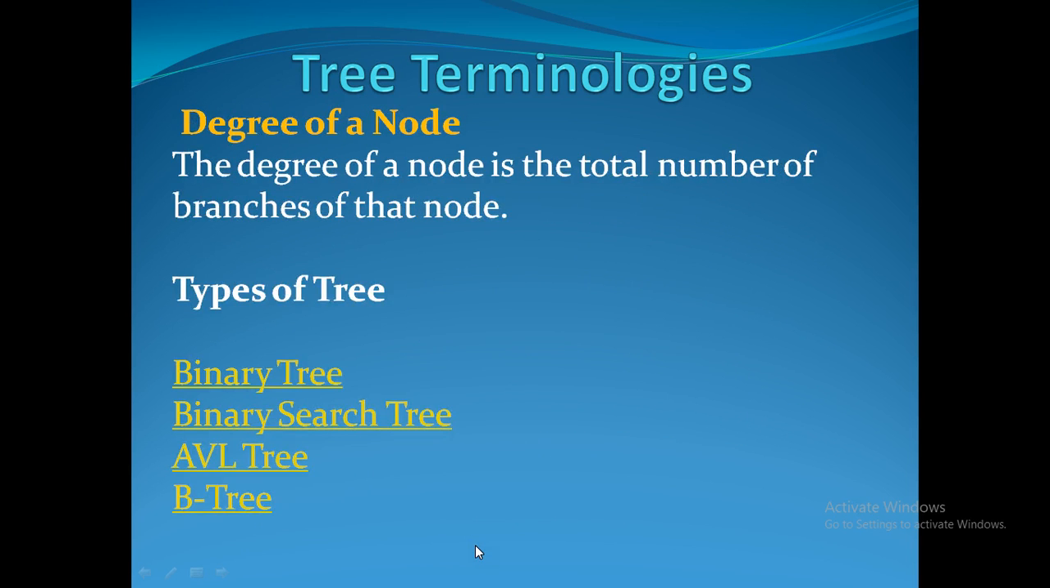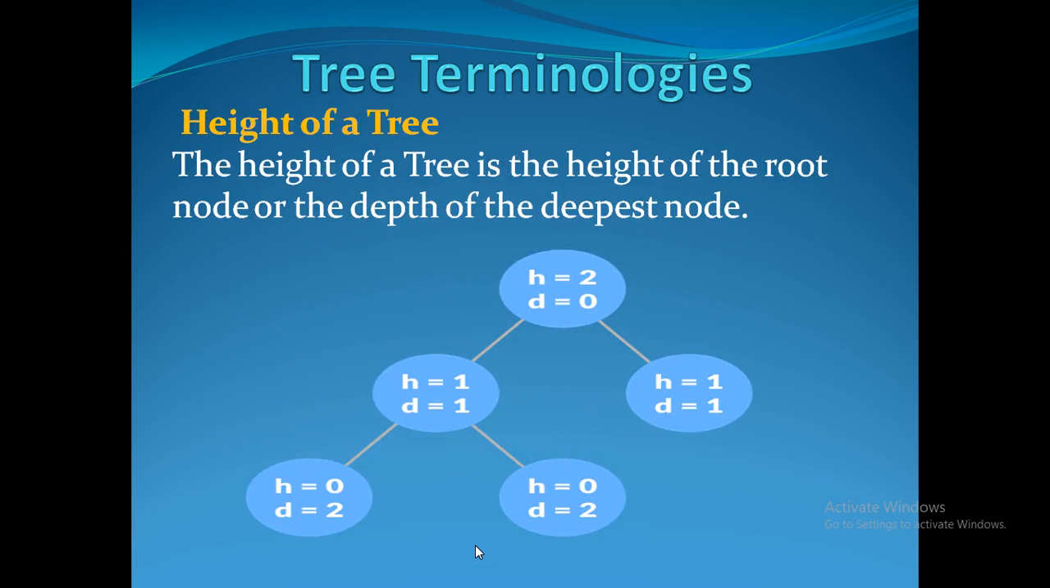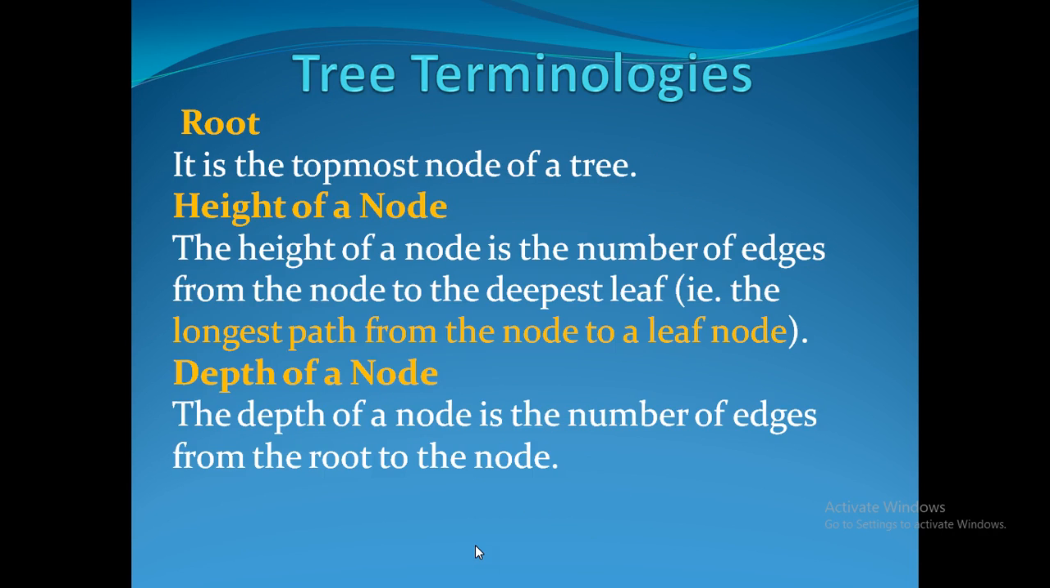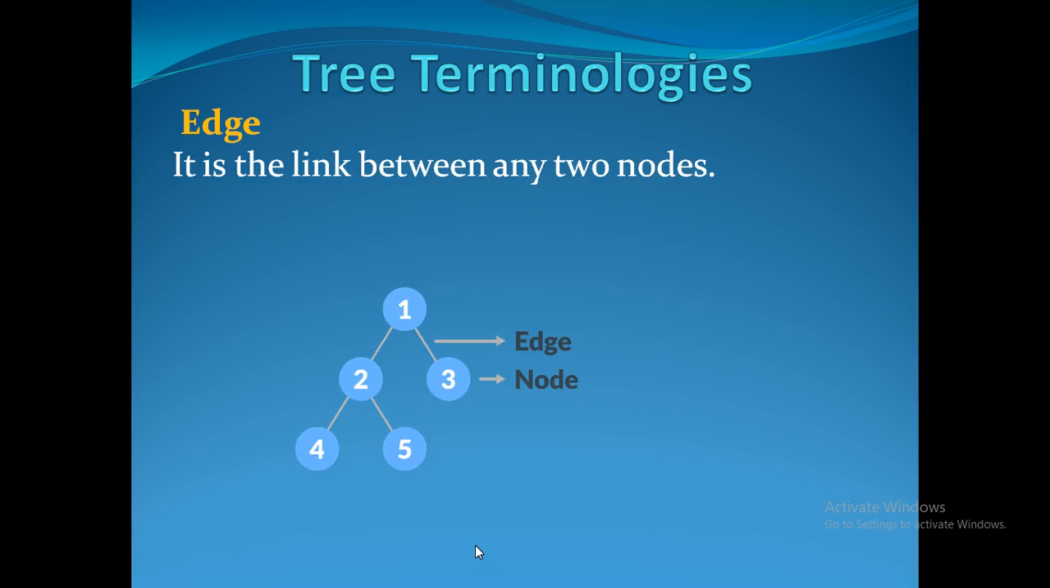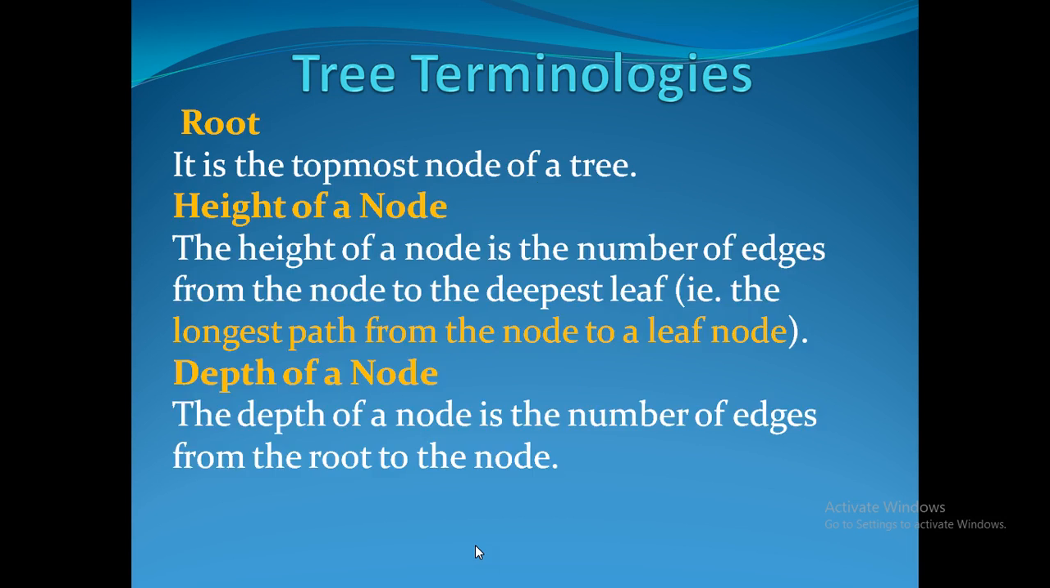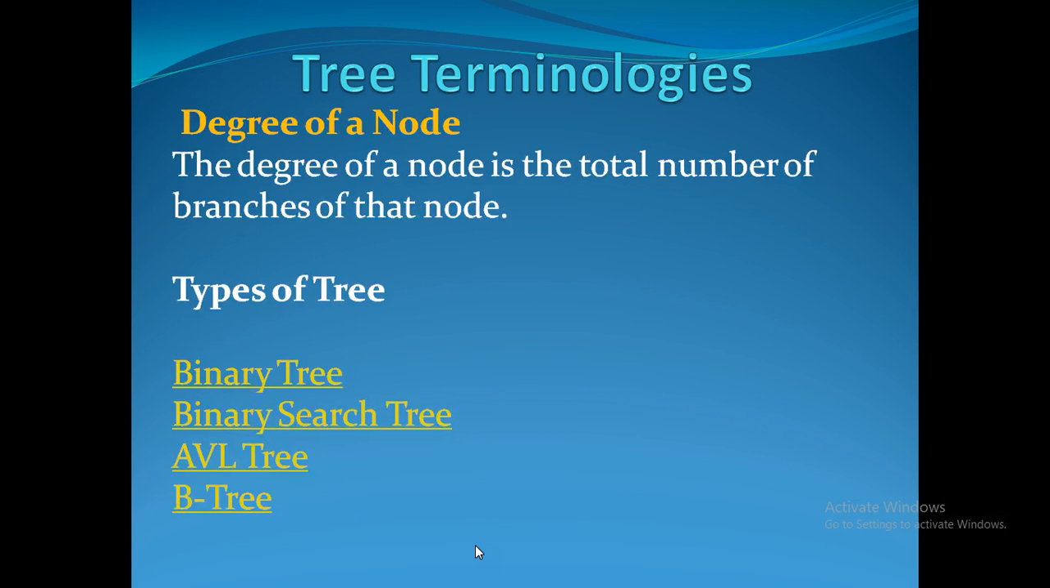Clear? Degree of a node. The degree of a node is the total number of branches of that node. In this case, 2 has degree 2. So that is the degree of the node. We will discuss the degree of a node in detail later.